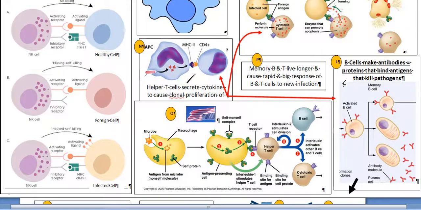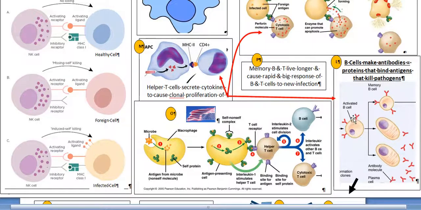All right. So B cells make antibodies, and antibodies are proteins that bind to antigens that kill the pathogen. So here's an antibody. It looks like a little Y. So you got a fork side and you got a tail side, right? The fork side is what binds to the antigen, right? And here you have an activated B cell. You got the antibodies on the surface.